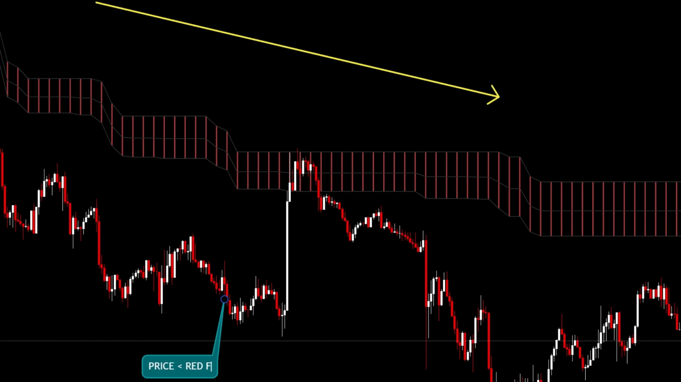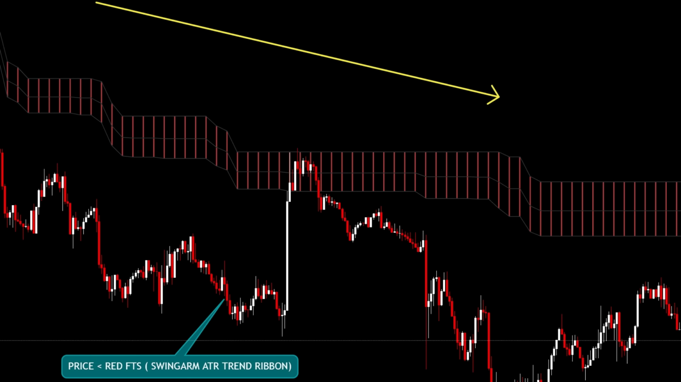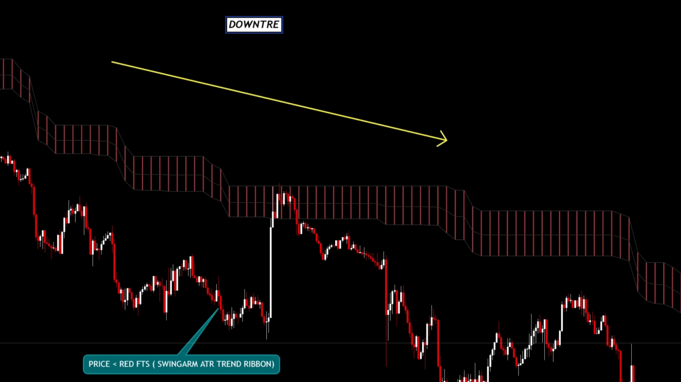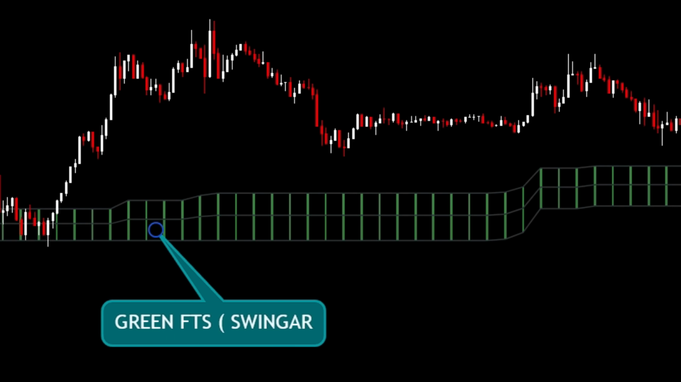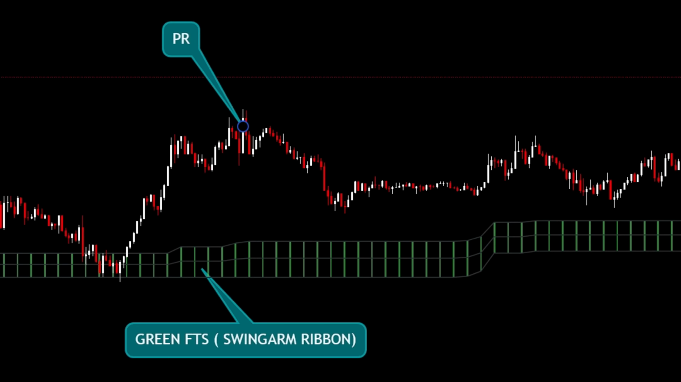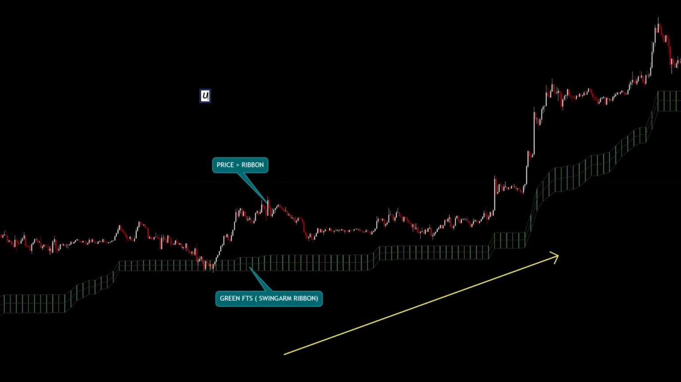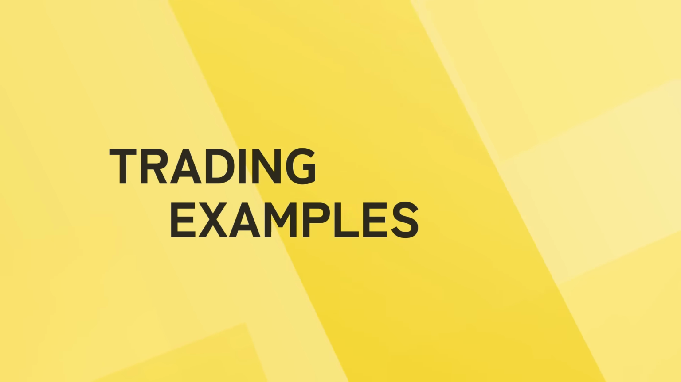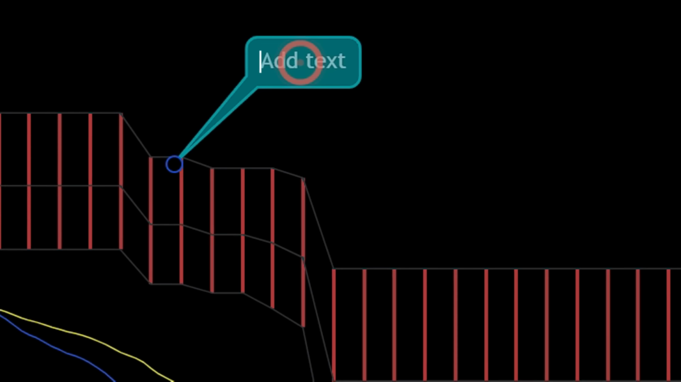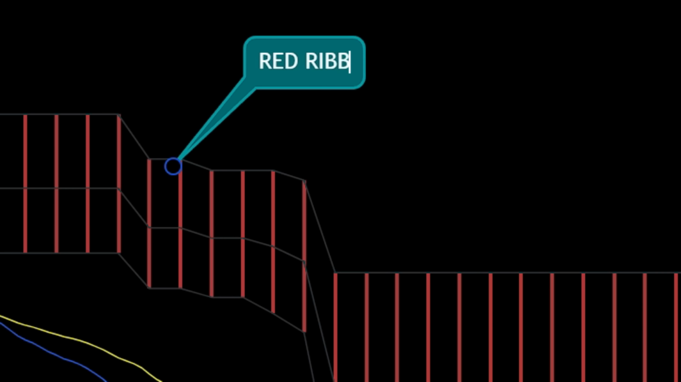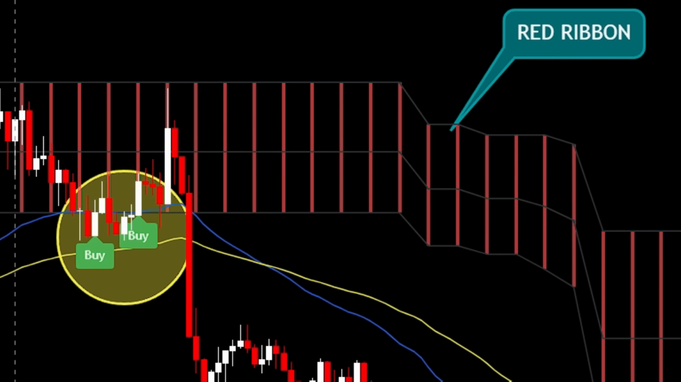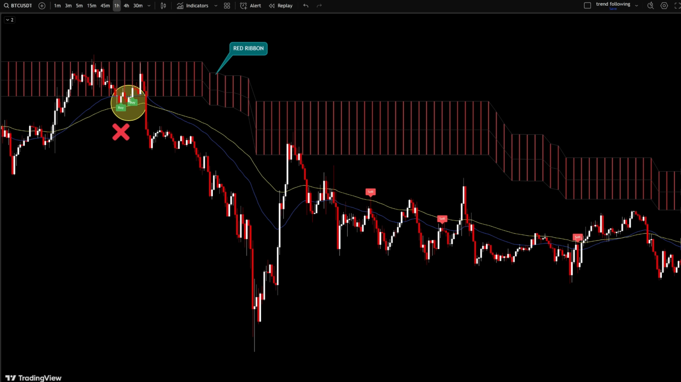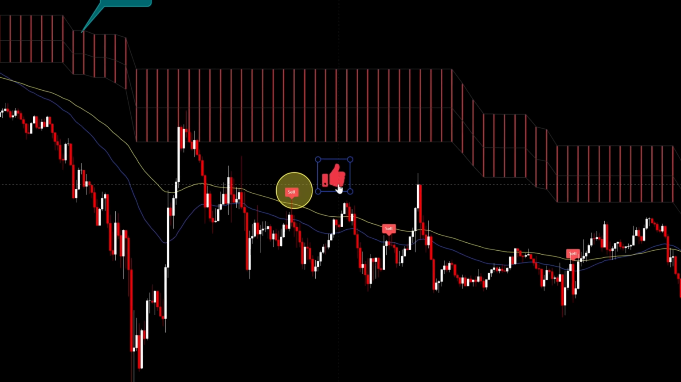Now, the swing arm ribbon becomes our trend filter. When it's red, the trend is down. When it's green, the trend is up. So, now let's look at some examples. Here, the ribbon's red. That means we ignore the buy signals because they're against the trend. But the sell signals that line up with the ribbon, those are valid.